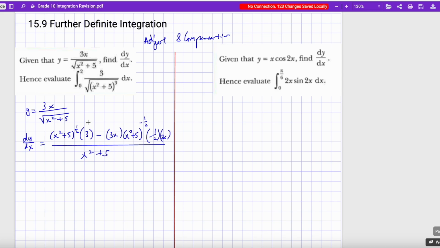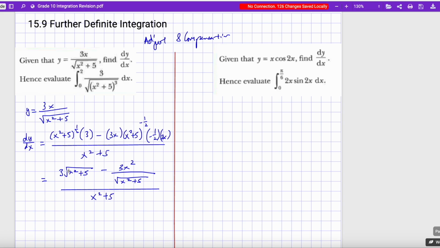Now we can leave it here, but I don't think it's a wise idea because it doesn't really look like what we want to integrate later on. So I will choose to simplify it further. This would be 3 root of x squared plus 5, and then on this side you have 3x squared over root of x squared plus 5, and the whole thing is over x squared plus 5.